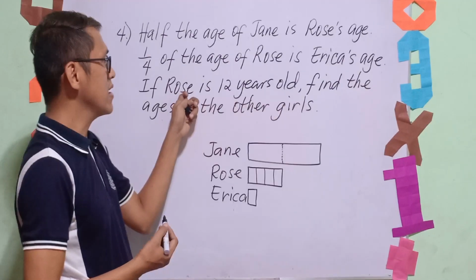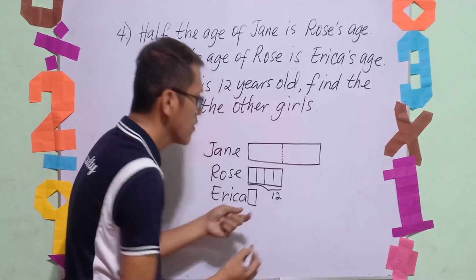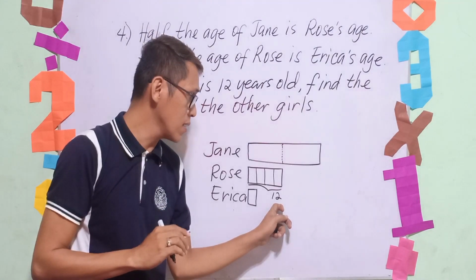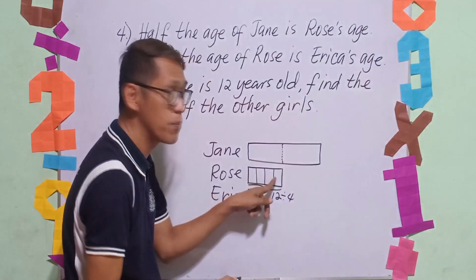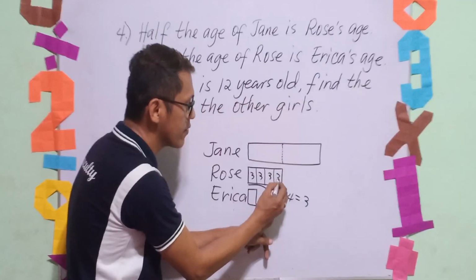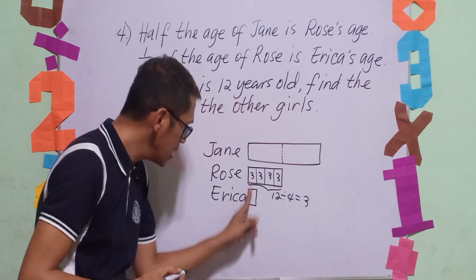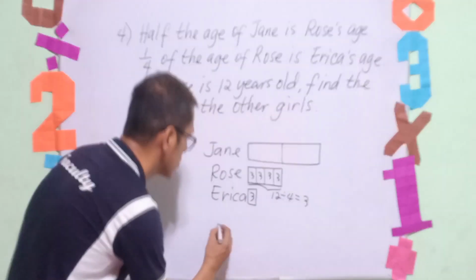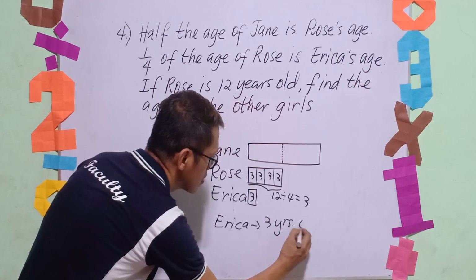Now let's go back here. If Rose is 12 years old, meaning this is 12. Four equal blocks represent 12. So what does one block represent here? So divide 12 by 4 equal blocks, right? That is 3. So each block here represents 3. 3, 3, 3, 3, that's 12, right? Meaning, this is also 3. So, Erica now is 3 years old. So, let's write, Erica, 3 years old.